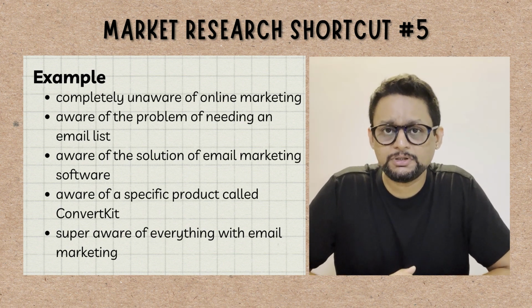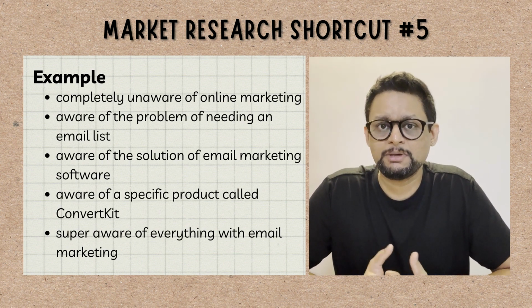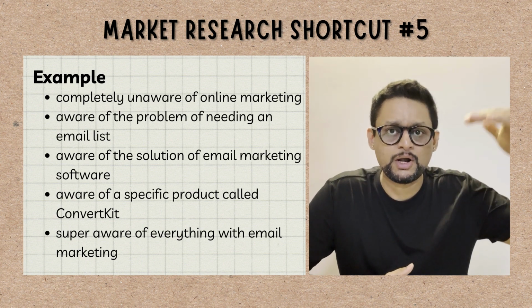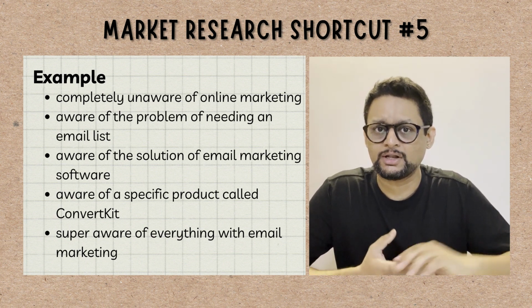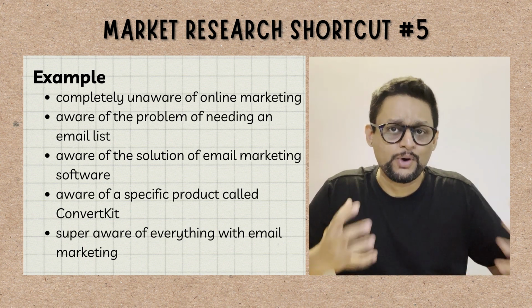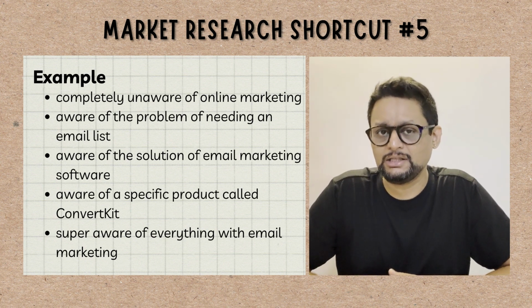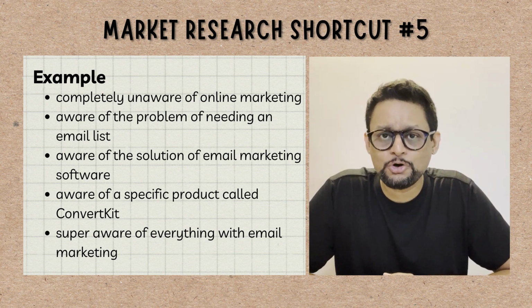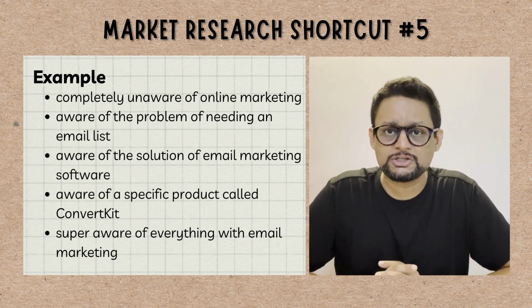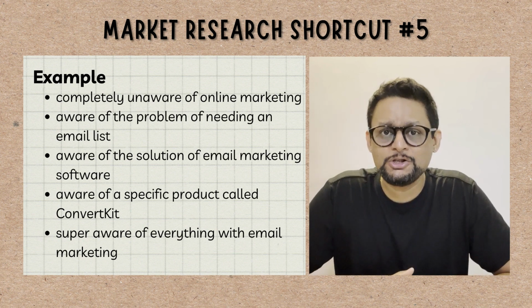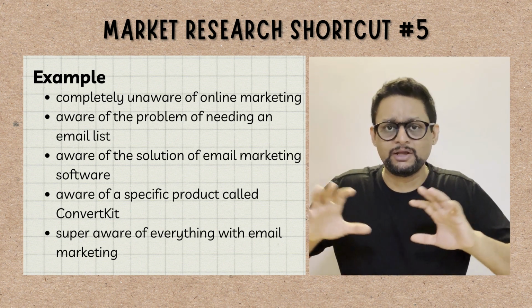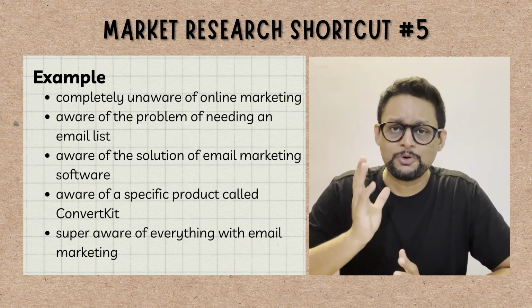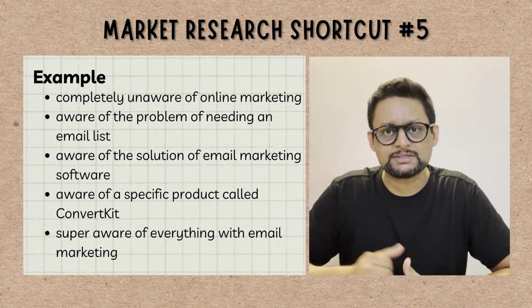Well, here's a quick example. If you are trying to sell an email marketing software, the first level of awareness that your clients can have is completely unaware of anything, even what online marketing is. The second level is they're aware of the problem that they have because of not having an email list. The third level is that they know that there are plenty of email marketing softwares out there. And fourth level, they know exactly what your specific software is. And fifth level is they know every other competitor in the market. They know what are the pros and cons of your software, what its price is, so on and so forth.